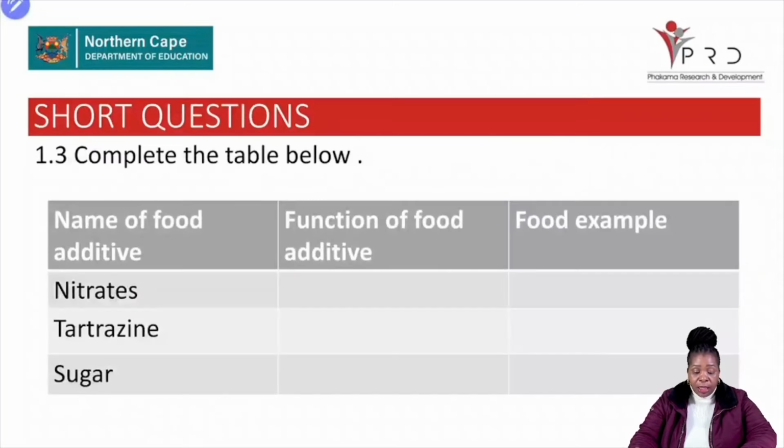We can proceed now to our next short question. We said, complete the table below. So we are only given the name of the additive, and then we are supposed to put the function and also find the food example of that particular additive, or where that particular additive is used. I'll give you another 2 minutes, learners, to answer question 1.3.